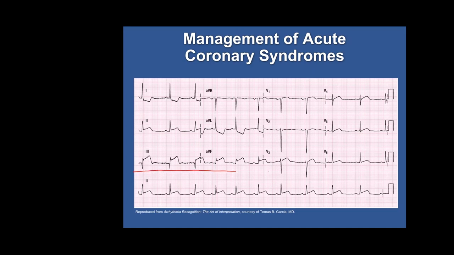The 12 lead part is obviously everything above that. This is just a running, continuous lead two rhythm strip. So we could do the rhythm identification off of this lead and the 12 lead interpretation off of this stuff up here.